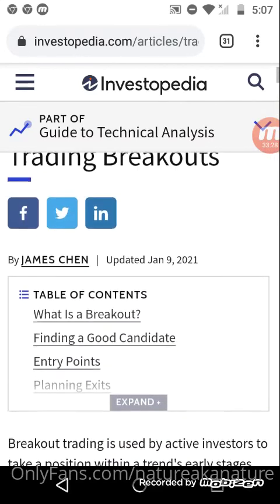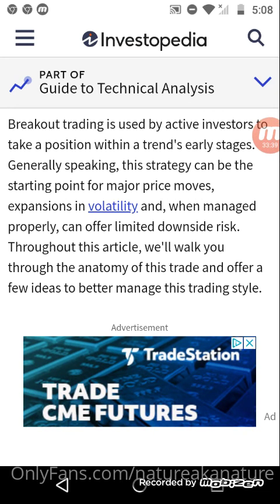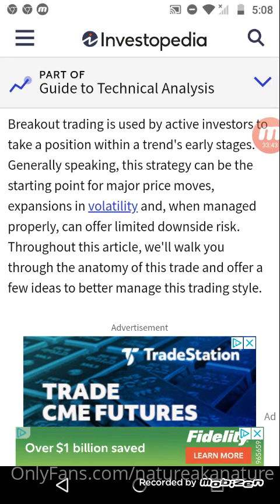So a breakout is a potential trading opportunity that occurs when an asset price moves above a resistance level or moves below a support level on increasing volume. The first step in trading a breakout is to identify the current price trend patterns with the support and resistance levels in order to plan possible entry and exit points.